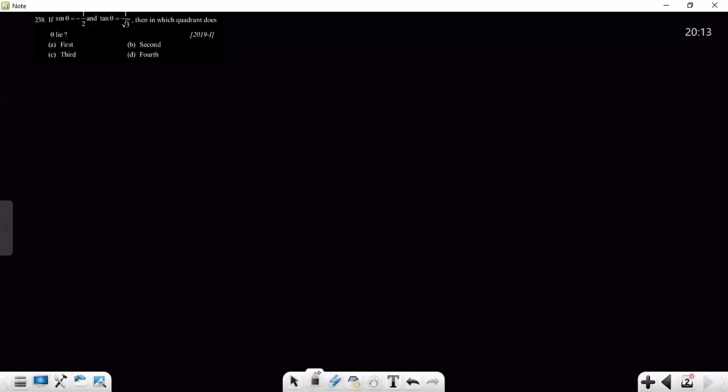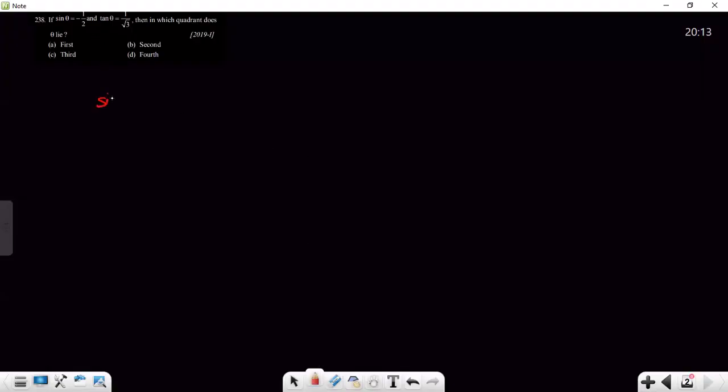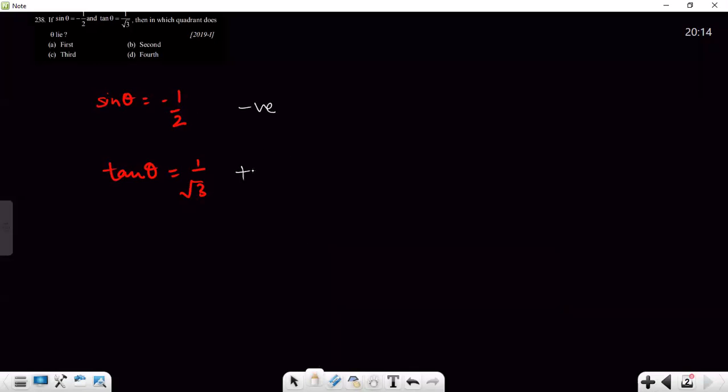So the question is: sine theta is given as minus half, and tan theta is given as 1 by root 3. Here we can observe one thing very clearly, that sine is negative and tan is positive, and we have to find out the quadrant.